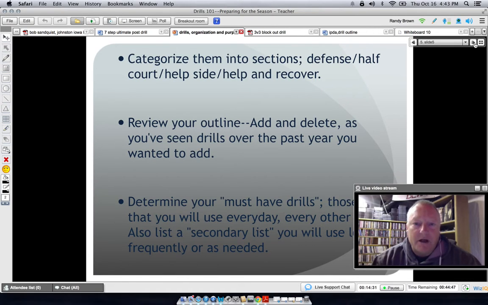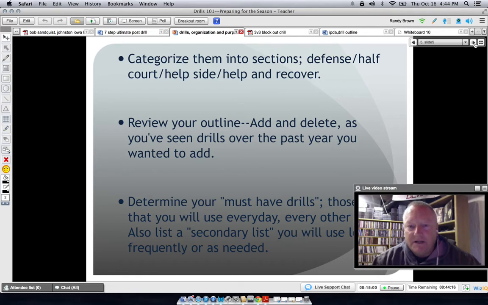So we're going to categorize them into sections. So, major categories: offense, defense, transition, rebounding, shooting, late game situations. These are just some of the major topics. Within each topic, you're going to break it down. And I'll just give you an example here.